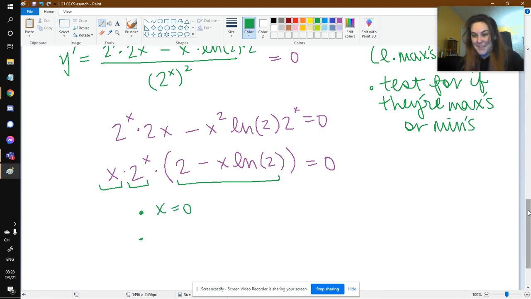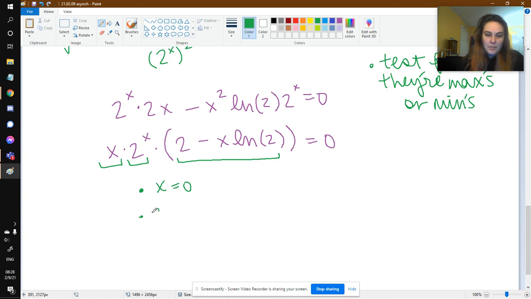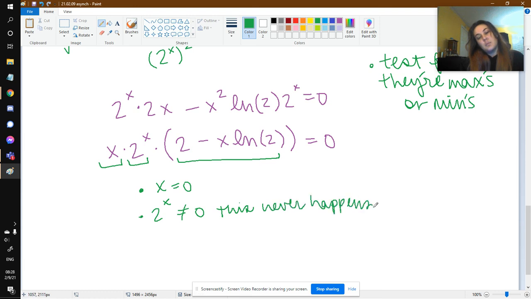It's 0, right? 2 to the x equals 0 never happens. This never happens. And we can remind ourselves what that looks like. When we graph 2 to the power x, there's a horizontal asymptote at y equals 0. It never reaches 0. So no factors here. And then the x is confusing.